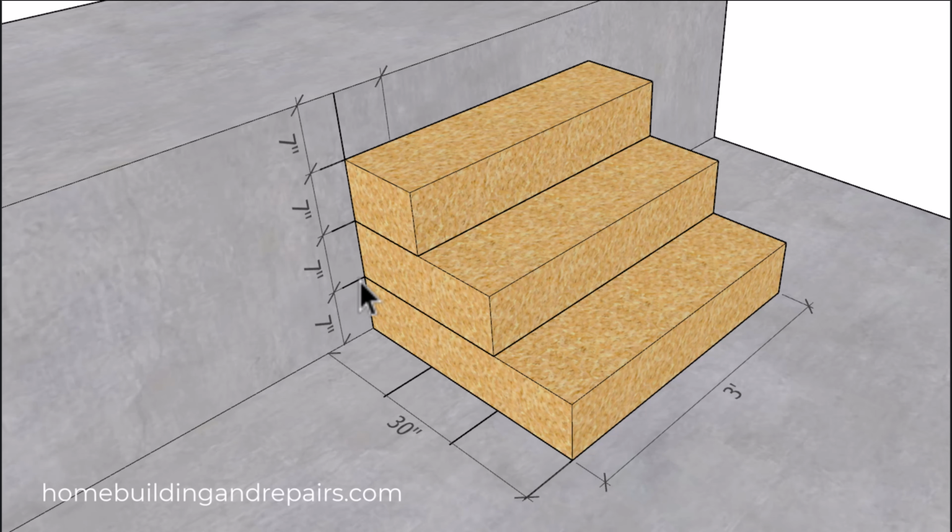The next box is going to be 7 inches tall, 20 inches long, and 3 foot wide. And the last box will be 7 inches tall, 10 inches in depth, and 36 inches wide. And that's how we calculate the individual box dimensions for a box or pancake stairway.